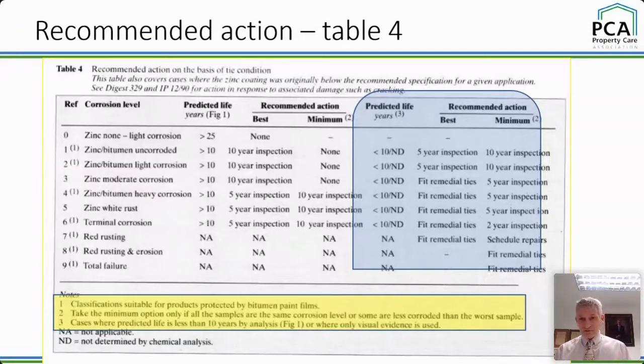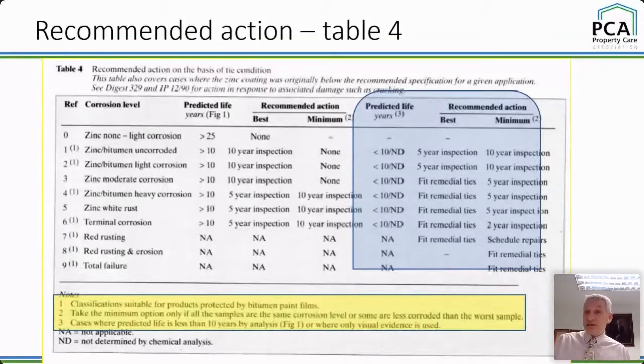if you look carefully, is to fit remedial ties from just when the zinc is slightly corroded, which sounds quite draconian on the face of it. The minimum action being inspecting every 5 years. But even there, you've got to schedule repairs if there's any red rusting, and fit remedial repairs if there's any erosion at all. Okay, and that's the minimum action.